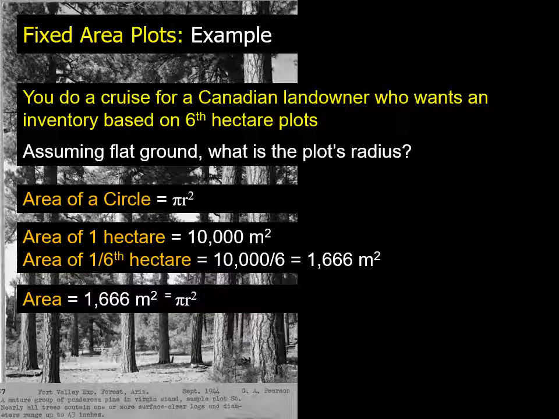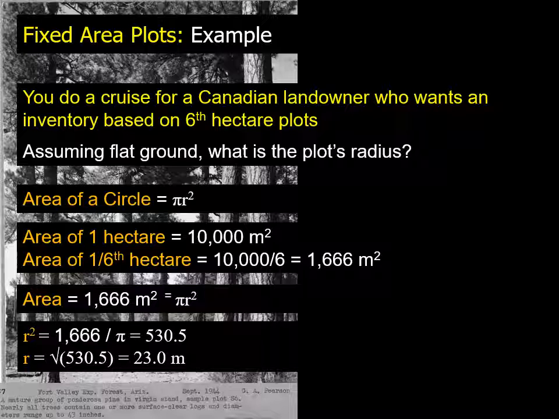If we set that equal to our pi r squared, we can start to solve this algebra backwards. So we divide that pi across, leaving us with r squared equals 530.5 square meters, and then back out that radical, we're left with a radius of 23 meters.